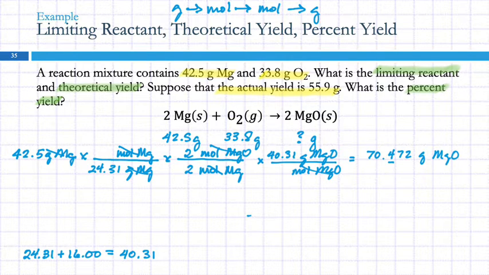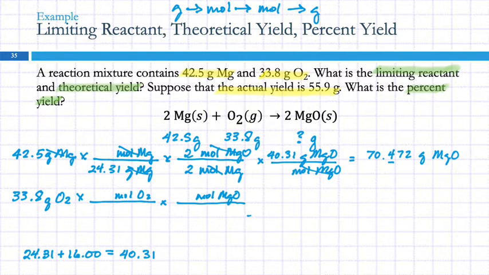Now we're going to do it again. It's extremely similar, not exactly the same, but very similar with the other reactant. So we have 33.8 grams of oxygen. Grams to moles to moles to grams. Now go to moles of O2 and moles of MgO, and then grams of MgO.